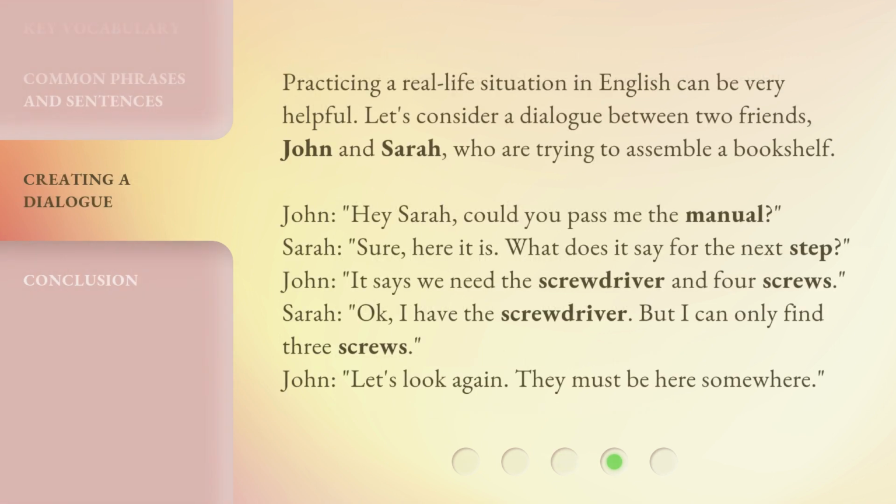Practicing a real-life situation in English can be very helpful. Let's consider a dialogue between two friends, John and Sarah, who are trying to assemble a bookshelf.